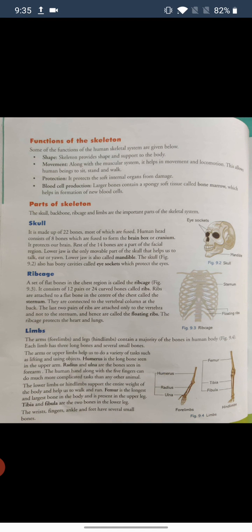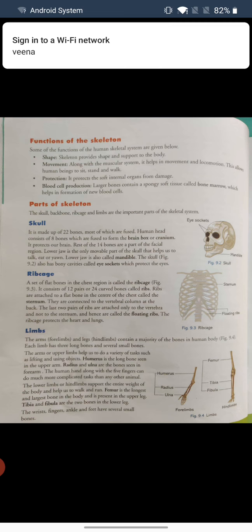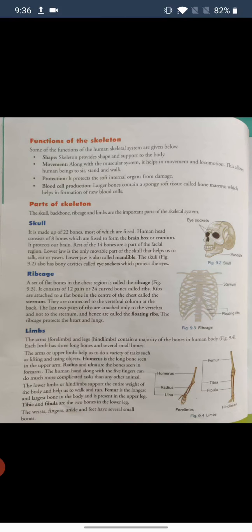Now, how many functions are performed by the skeleton? It gives shape, it supports the body, it helps in movement, and due to this human beings are able to sit, stand and walk. It protects the soft internal organs of the body. Inside the bones, bone marrow helps in the formation of new blood cells.